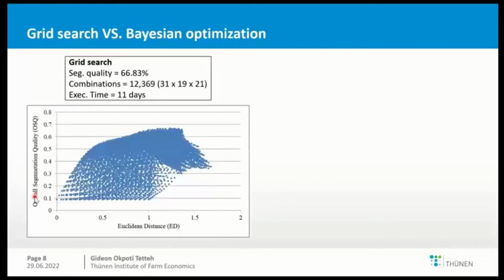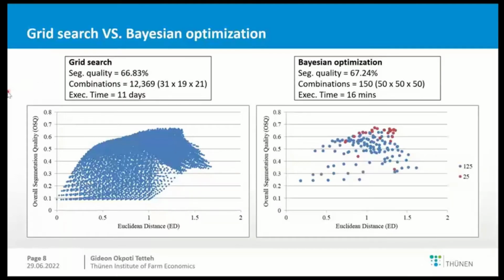Here is an example of a grid search. Here I use 31 scale values, 19 shape values, and 21 compactness values. In combination, we are talking about more than 12,000 parameter combinations. It took 11 days to run, and the best combination obtained an accuracy of 68.83%. But if you compare to Bayesian optimization, it took only 16 minutes to run using only 150 parameter combinations, and the best combination produced an accuracy which was even higher than grid search. This tells you about how efficient Bayesian optimization is.